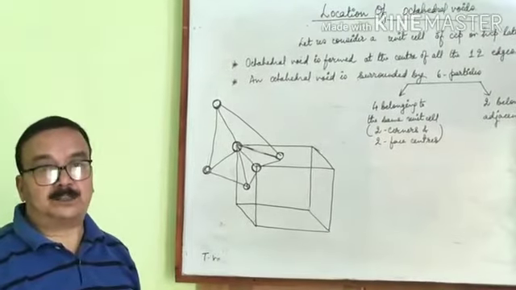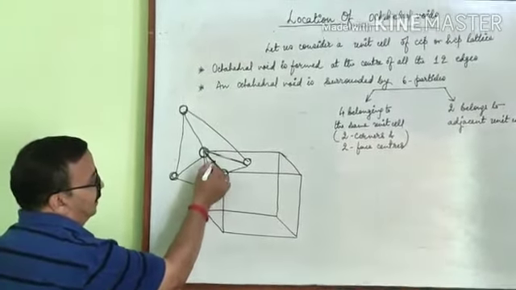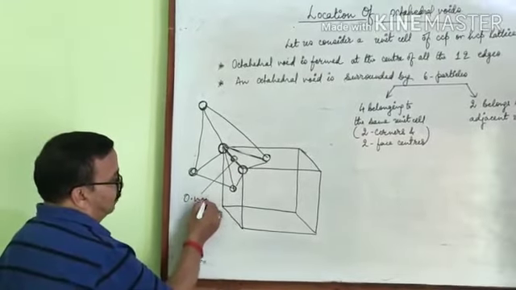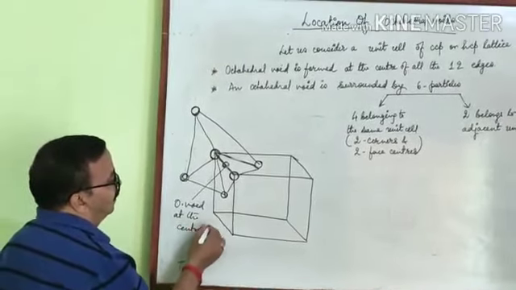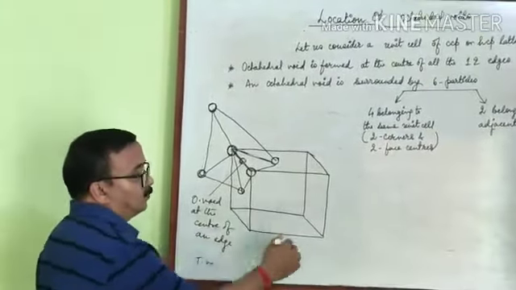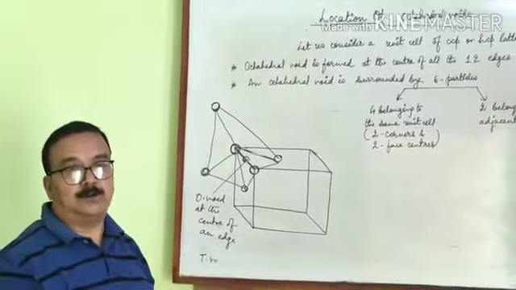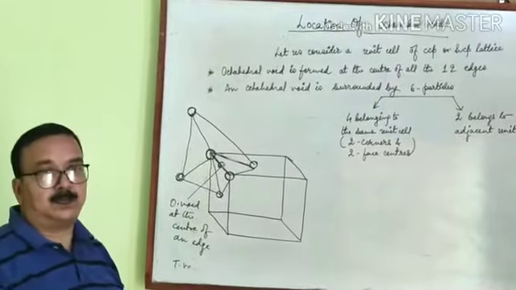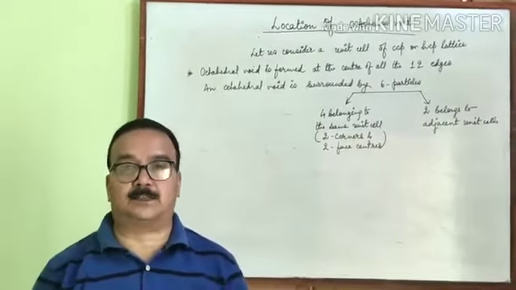The center of this octahedral void is along the edge, this is the edge, along the center of this edge. So an octahedral void is formed at the center of an edge. In a cube there are 12 edges, and on all the edges an octahedral void will be formed. Another octahedral void is also formed at the center of the cube, the center of which lies at the center of the cube.